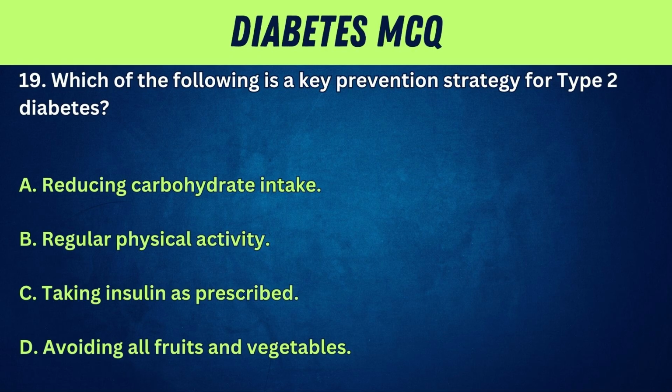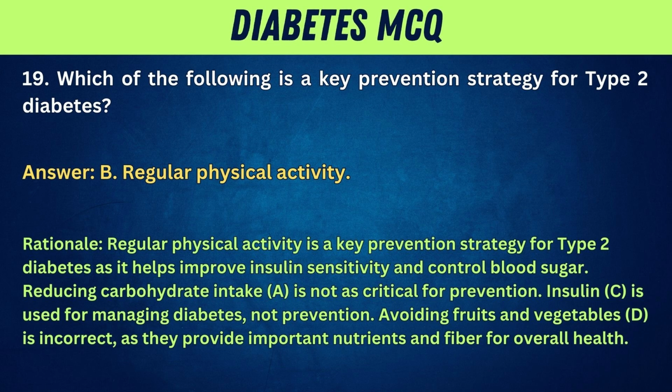19. Which of the following is a key prevention strategy for type 2 diabetes? A. Reducing carbohydrate intake. B. Regular physical activity. C. Taking insulin as prescribed. D. Avoiding all fruits and vegetables. Answer: B. Regular physical activity.